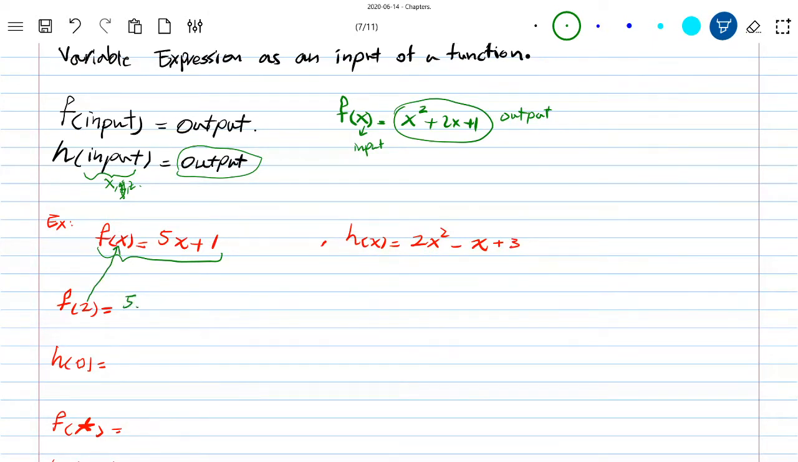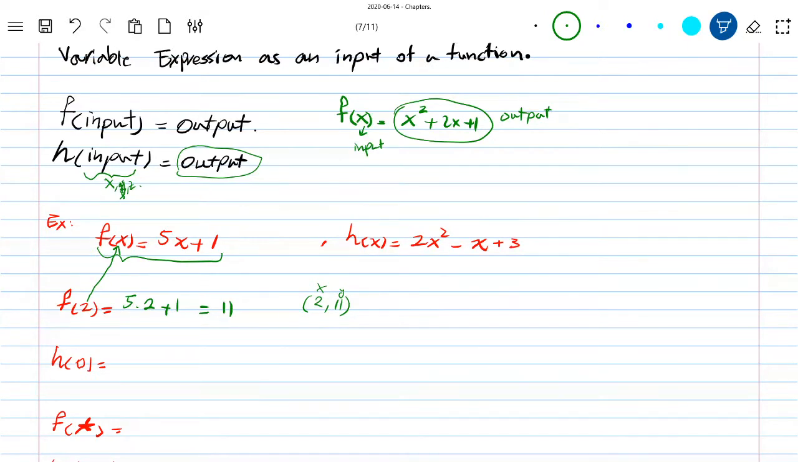I'll get 5 times 2. Every time I see x, I'll replace it with 2. And you calculate that. So this would be 5 times 2, 10 plus 1, 11. So if you remember, it tells you that the input given x is 2. What is the outcome? It's 11. So you have an ordered pair when the x coordinate is 2, the y coordinate is the output 11.